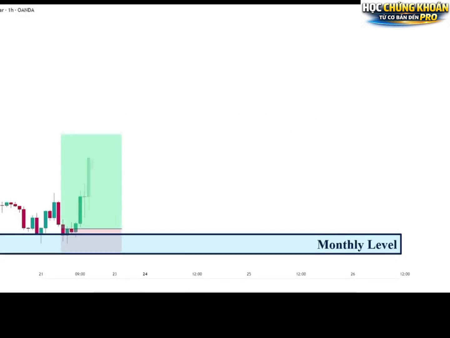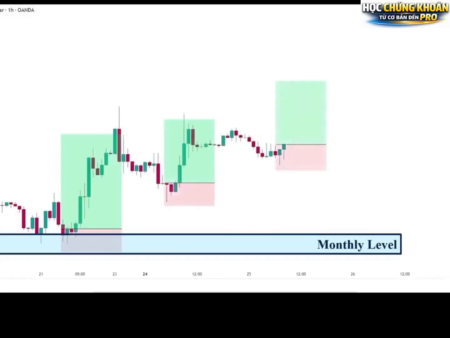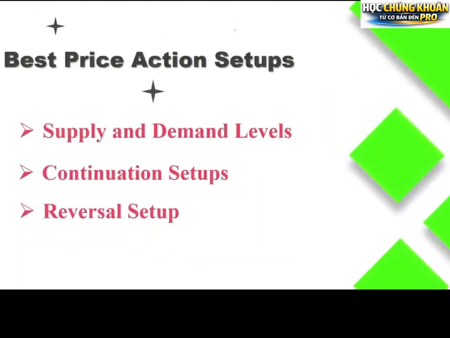If you are struggling to become a profitable trader and find a trading setup that gives you an edge over the market, here in this video, we are going to share 3 of the best price action entries that helped us grow our small account when we first started trading. First, we will explain the key supply and demand zones for trading based on price action concepts.